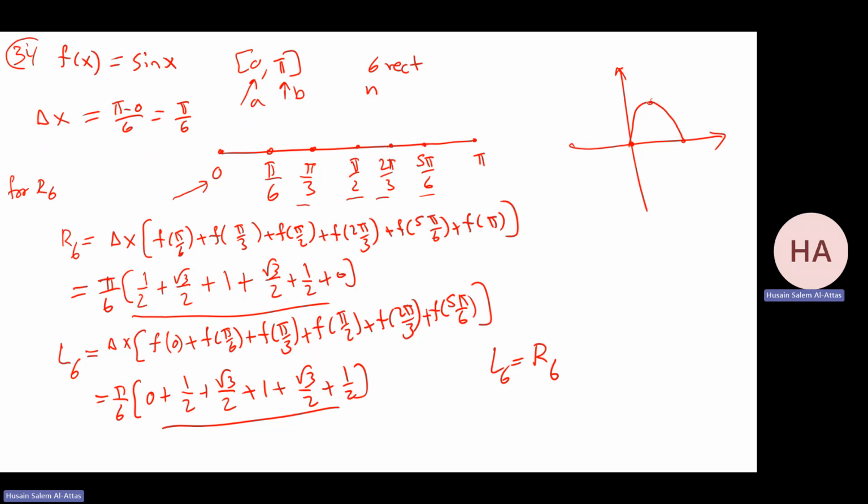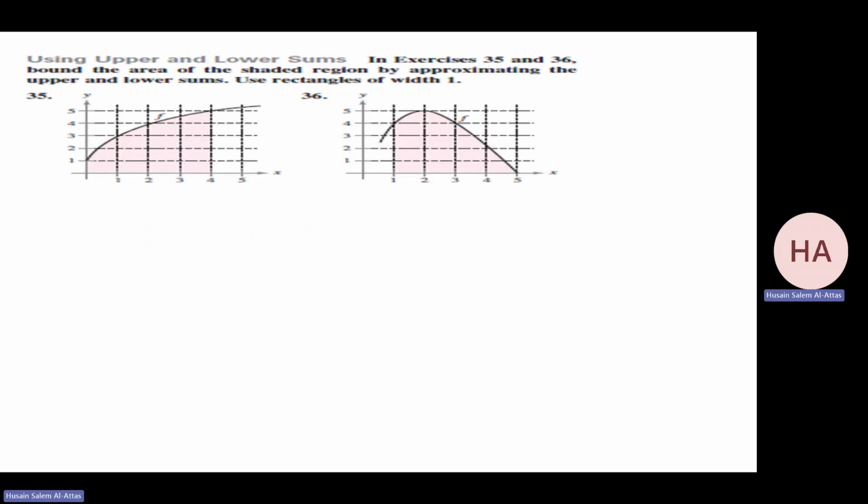Because of the symmetry, because this one is going up and then there's a symmetric part going down. So if I use the left endpoints, sometimes in this case, since it's increasing, the left endpoints will give me lower and this will give me upper, but it will be the same. So they will cancel each other. So L6 equals R6. Okay.